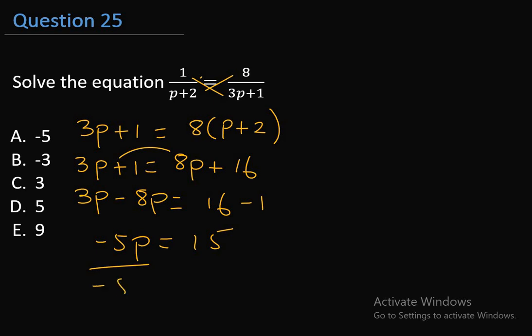To get p, divide both sides by minus 5. So that minus 5 cancels minus 5. Minus 5 into 15 is 3, minus 3, since nothing cancels the minus. The answer is B, which is minus 3.